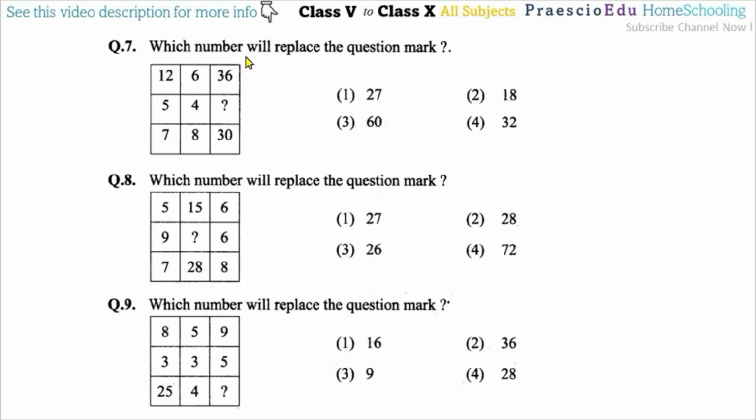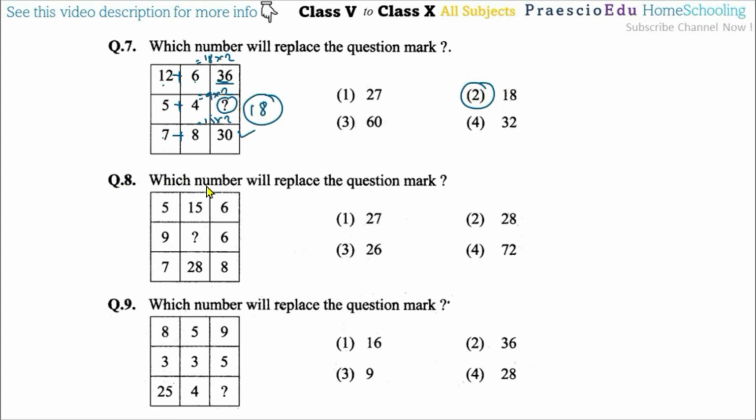Now question number 7, which number will replace the question mark? So the question mark is here. Here if you add 12 plus 6 we get 18, and 18 multiplied by 2 we get this number. In the same manner, 5 plus 4 is 9, and 9 multiplied by 2 gives 18 there. 7 plus 8 is 15, and 15 multiplied by 2 is 30. So this relation is perfectly matching. So in the question mark, 18 should be there. 18 is given in option number 2.